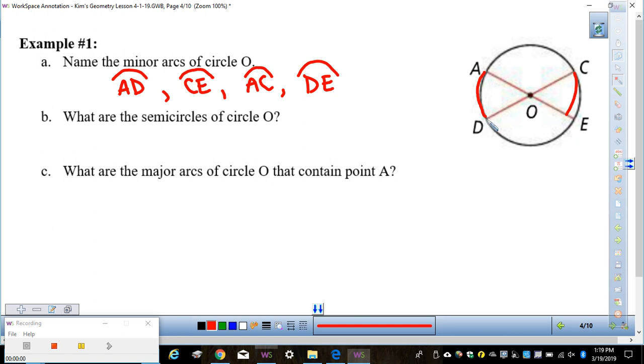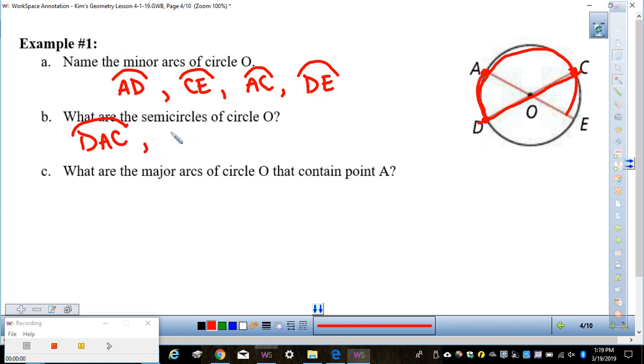Looking at the semicircles, we want to identify the diameter. So DC is a diameter, which means that one of my semicircles is going to be DAC. Starting at the endpoint D, using endpoint C, but also including our third point at A, that's going to give me this whole semicircle.